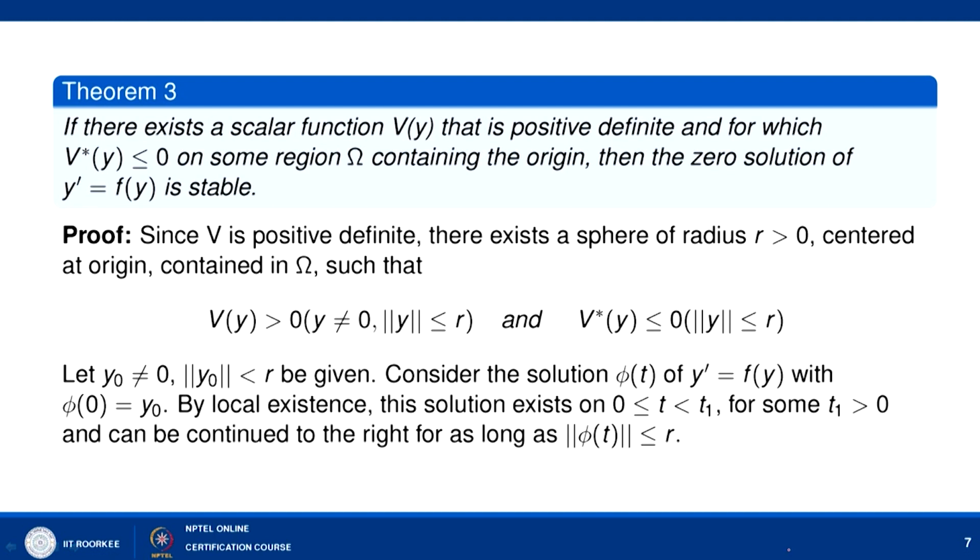So, here we are assuming that 0 is a solution of y dash equal to f of y, and we are able to find a function V of y which is positive definite and V star of y is negative semi definite. In that case, the origin, which is the 0 solution, is a stable solution.